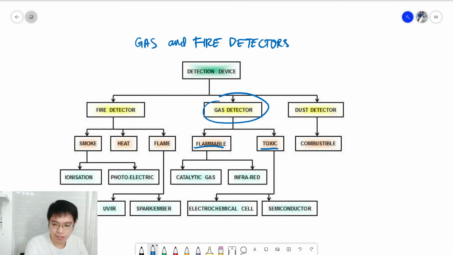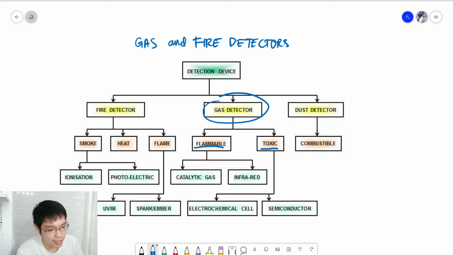Another is using infrared, because flammable gases have their own certain properties when it comes to absorbing infrared energy from the sensor. So the absorption and the interaction of the gas and the infrared light emitted is detected by the gas detector, and once that happens, the alarm is tripped.